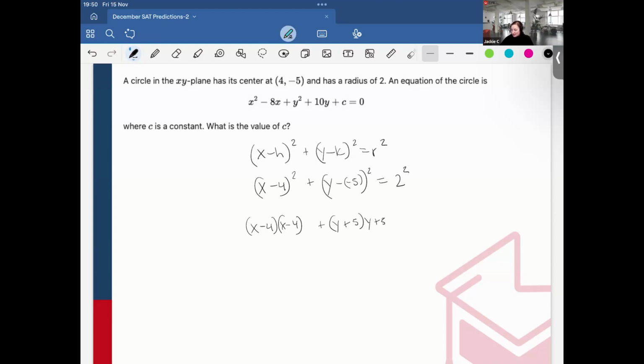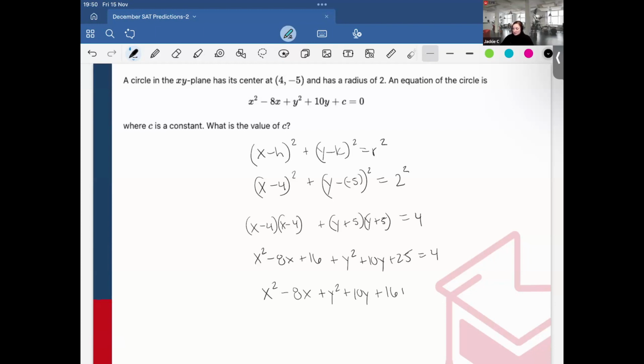So again, it's y plus 5. And then this will be x squared minus 8x plus 16 plus y squared plus 10y plus 25, which is equal to 4. And that would be x squared minus 8x plus y squared plus 10y plus 16 plus 25 minus 4, moving the 4 to the other side, equals 0.